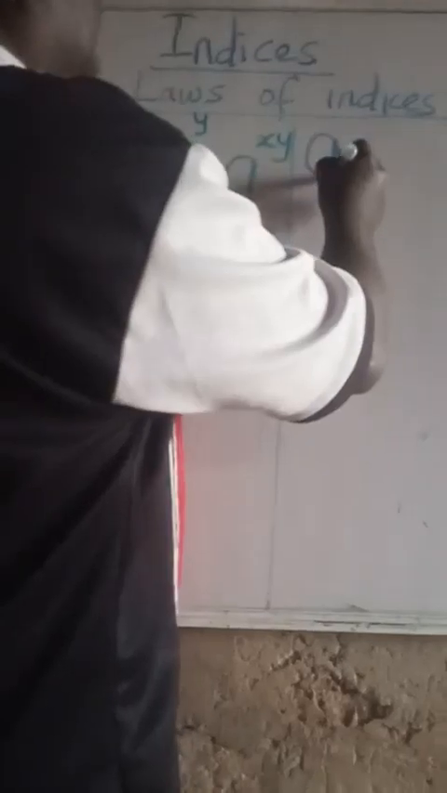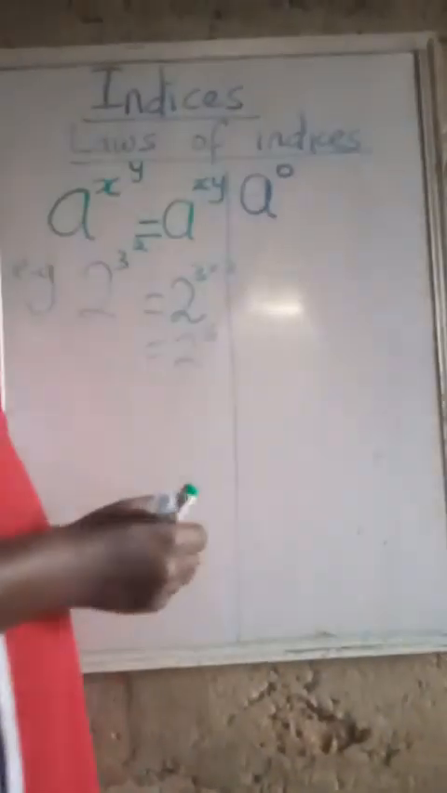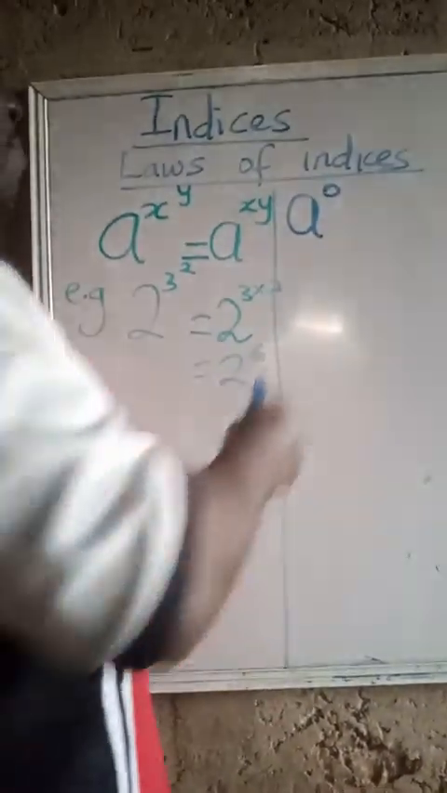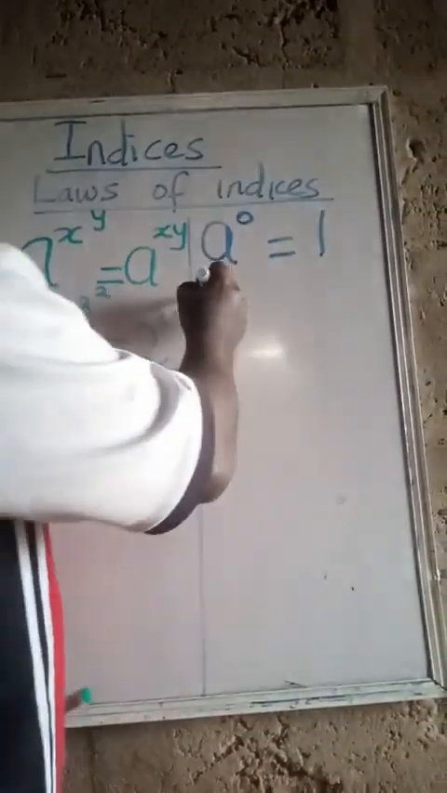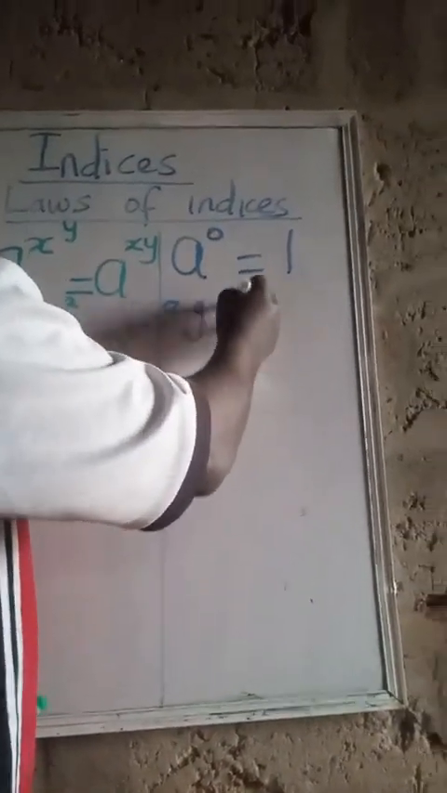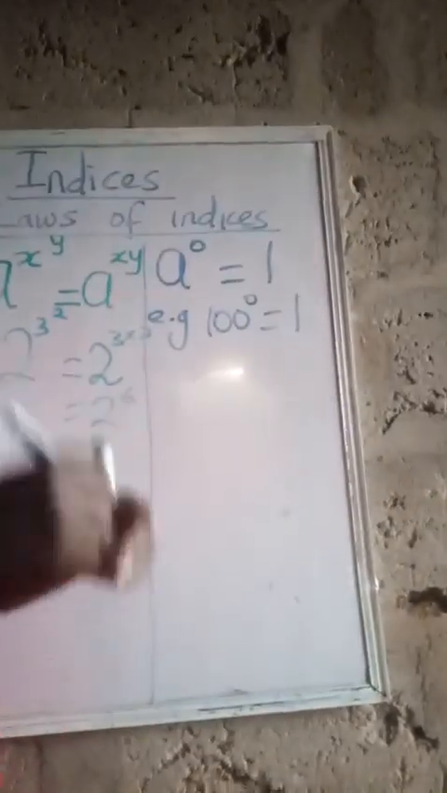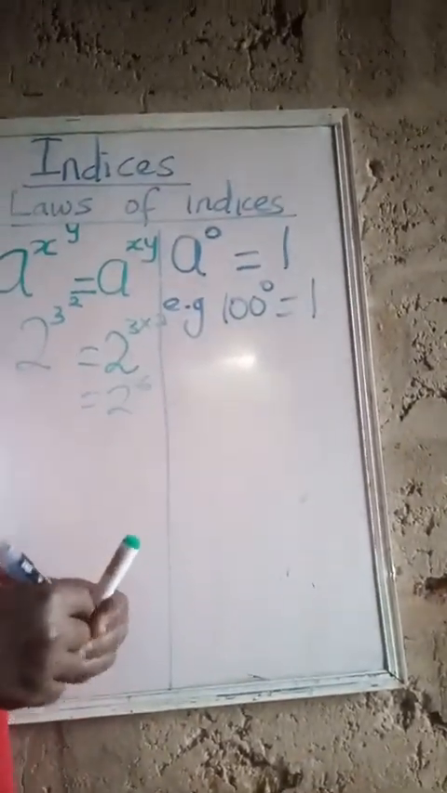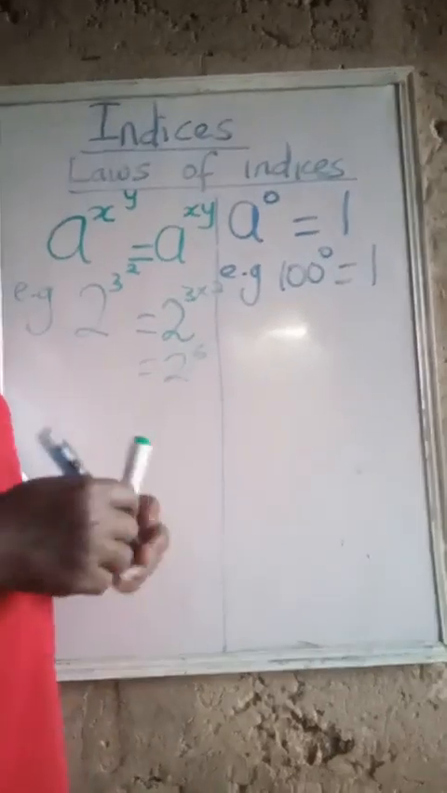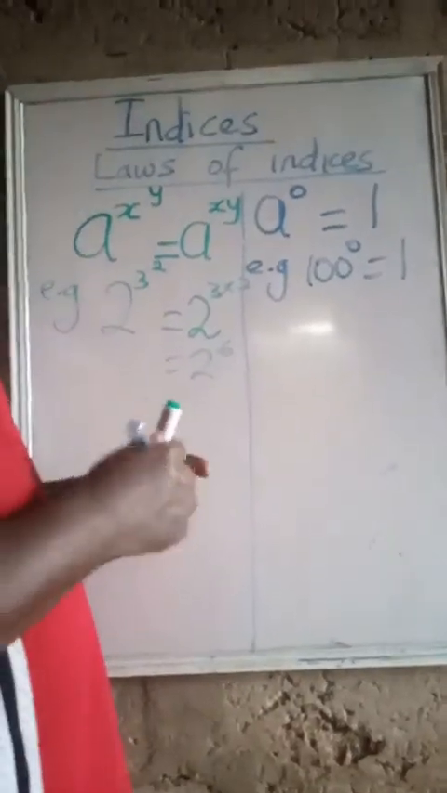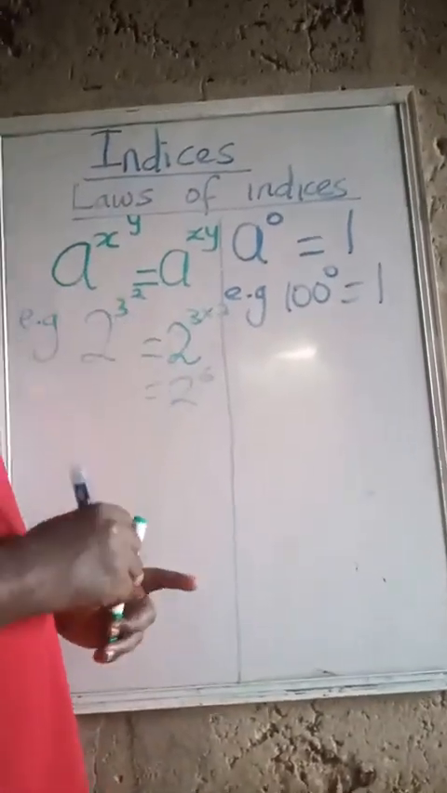Then another law states this: any number, any letter, anything raised to the power of 0 in mathematics is equal to 1. For instance, if you have 100 raised to the power of 0, the answer is 1. 5 raised to the power of 0, the answer is 1. 1 million raised to the power of 0, the answer is 1. So that is one of the laws.